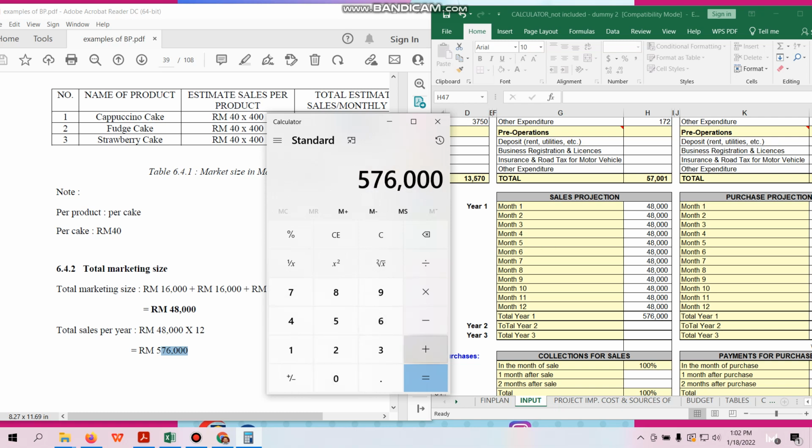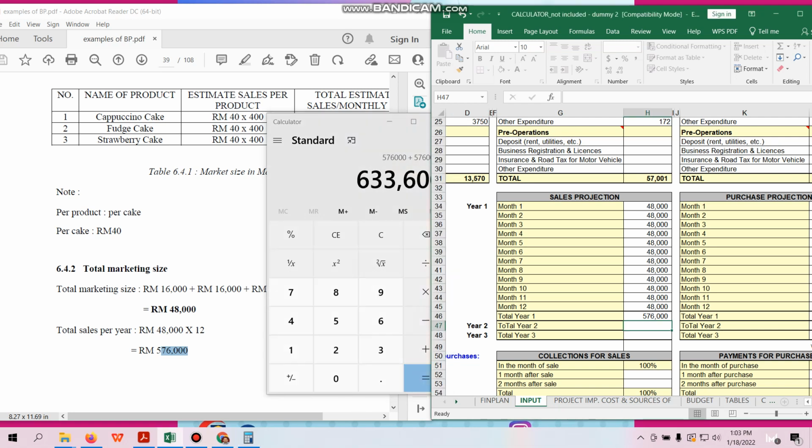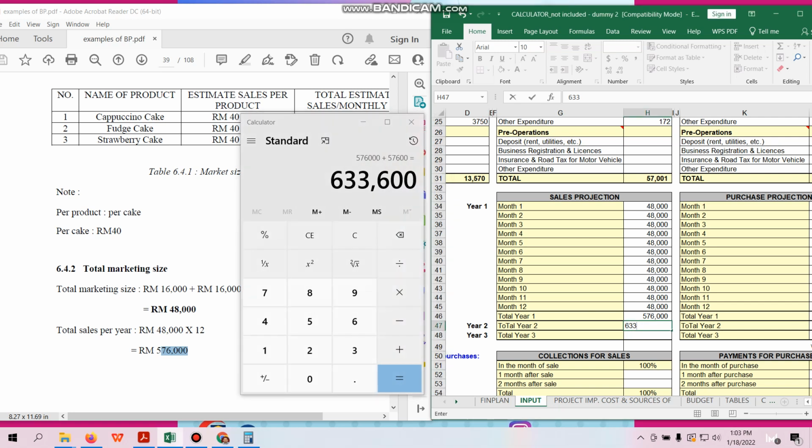576,000 plus... 576,000. So that is equivalent to 633,600. Okay, and for year 3, what do you do? You do the same. You times 10%, 0.1. Then you add the value that you got in year 2, so plus 633,600, provided that you have a 10% increment from the previous year.